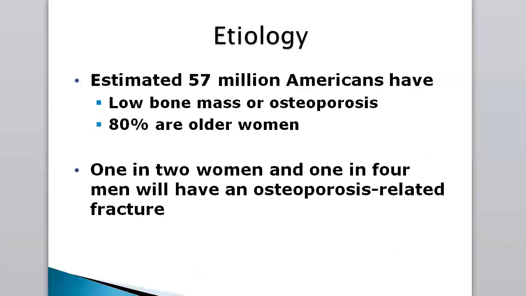So let's look at the etiology behind osteoporosis. An estimated 57 million Americans have low bone mass or osteoporosis, and 80% are older women. One in 2 women and 1 in 4 men will have an osteoporosis-related fracture. And there are 2 types of osteoporosis, primary and secondary. Primary osteoporosis may be either type 1, which is associated with menopause, or type 2, which is associated with decreasing bone formation that accompanies the aging process.